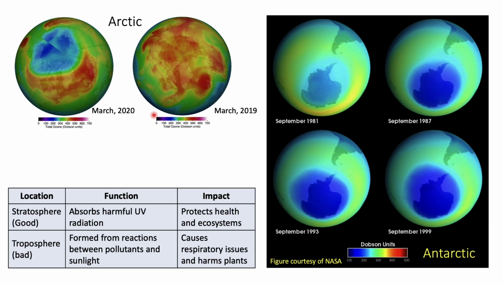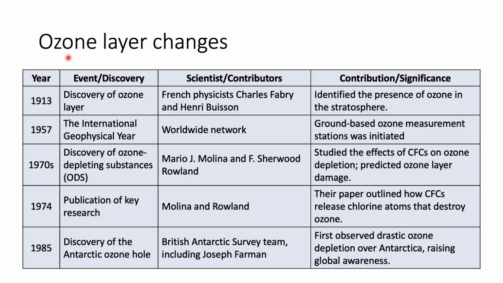And in the Arctic, if you look at 2019, we do not have a blue color. Blue color means basically the amount of ozone is getting depleted. So here we have a pretty high amount of ozone in 2019 in the Arctic region. But in March 2020, there is a huge ozone hole which is starting to appear in the Arctic region. So how do we know all these things?